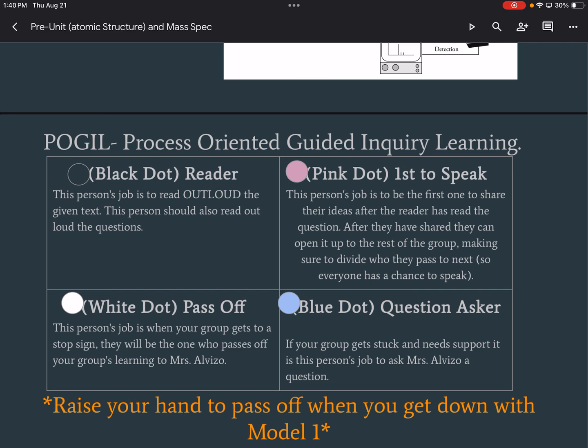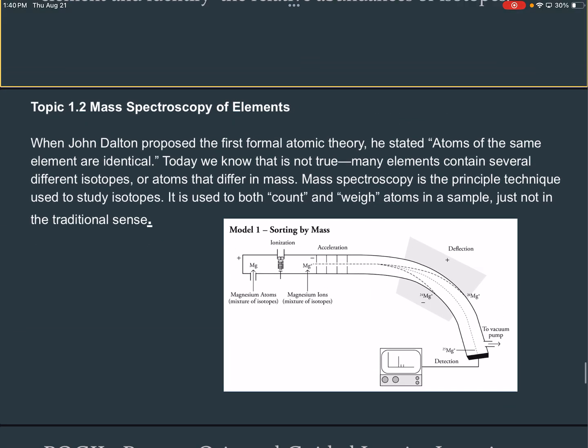Okay, so black dot, the thing I want you to start off by reading is this little header above Model 1. Concur? Concur. All right, ready, begin.